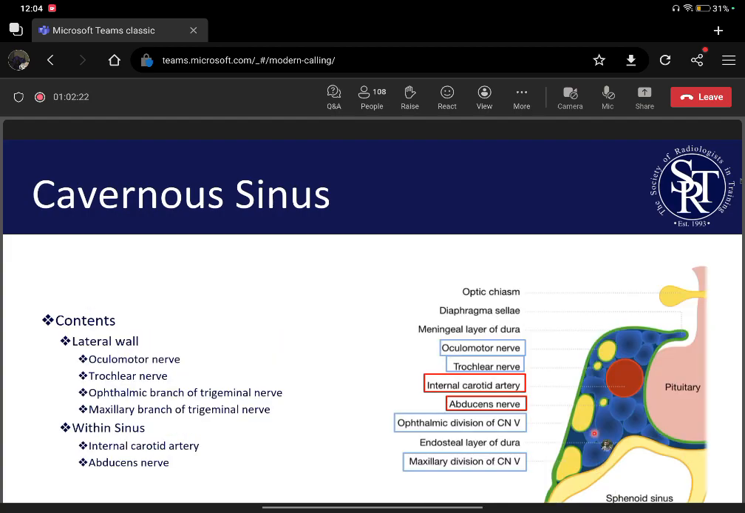And as a reminder, what does the cavernous sinus contain? Along the lateral wall, you will find the oculomotor nerve, the trochlear nerve, and the V1 and V2 branches, the ophthalmic and maxillary branches of the trigeminal nerve. More medially within the sinus, you will find the internal carotid artery, more specifically the cavernous segment, and you have the abducens nerve, which is cranial nerve 6.